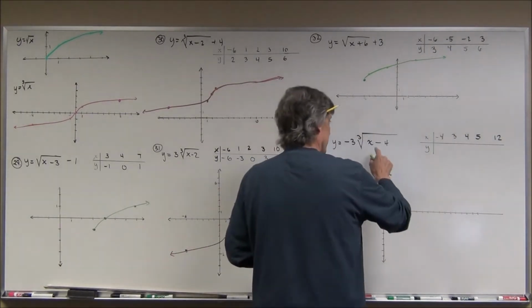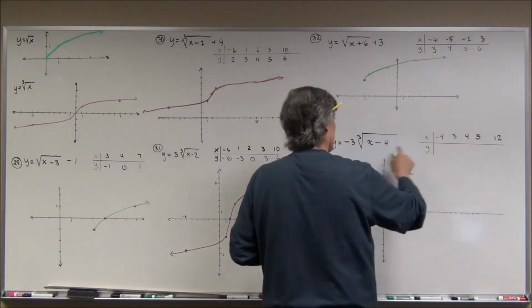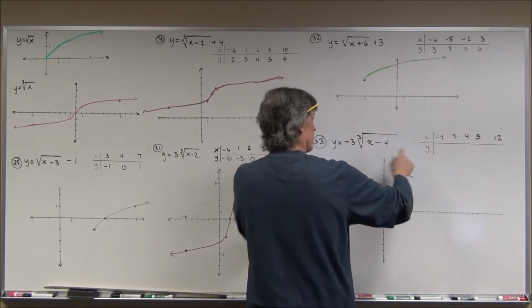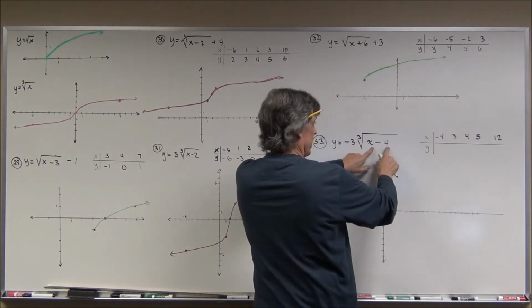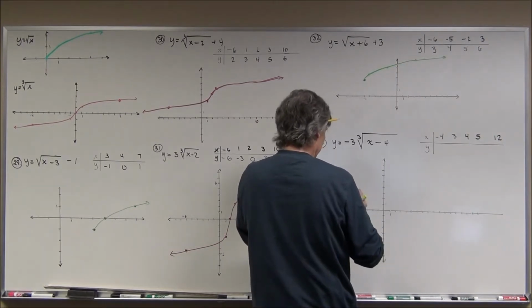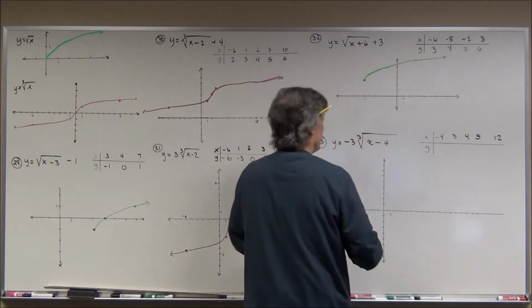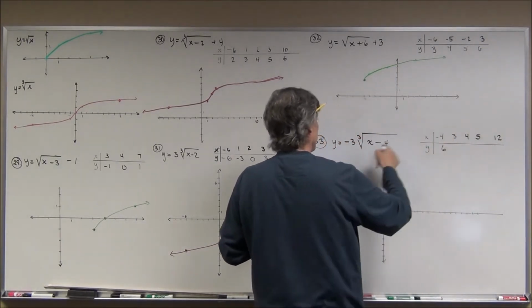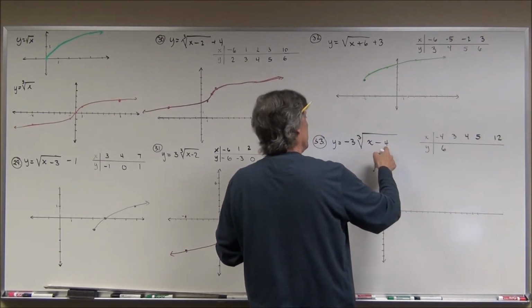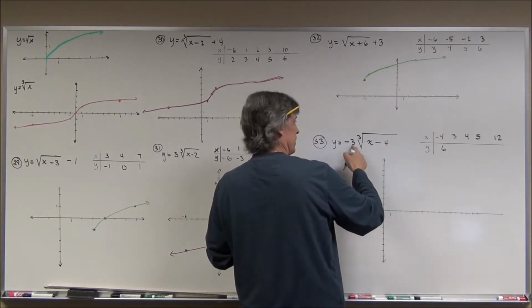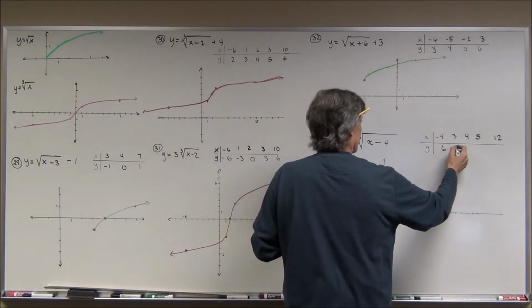Plugging in some values. Again, I plugged in values here. I picked these because they gave me perfect cubes. -4 minus 4 is -8. The cube root of -8 is -2. Times -3 is +6. Plug 3 in. 3 minus 4 is -1. The cube root of -1 is -1 times -3 is +3.